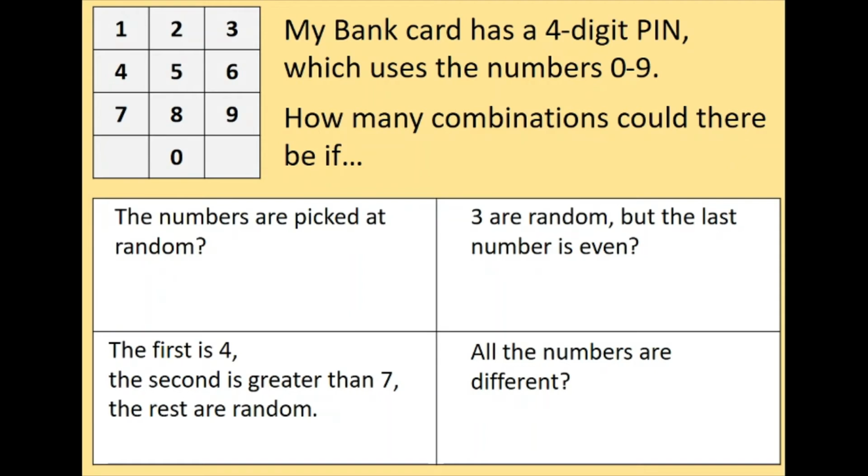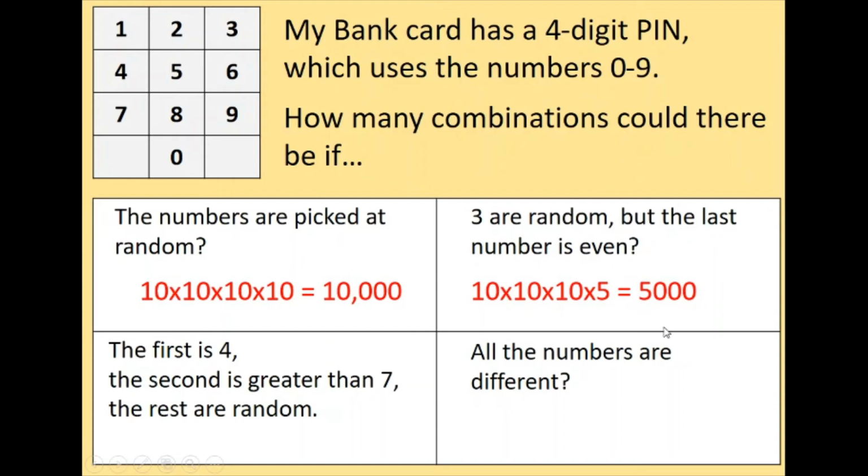So the answers for this, the first one is 10,000. The second one is 5,000 because the last number could only be 2, 4, 6, 8 or 0. So there's only 5 options for the last one. On this one, because the first number we know is a 4, there's only 1 option, and that's 4, so that's it. Numbers greater than 7 is 8 or 9, 2 options, and the others are 10s, 200. The final one is 5,040. We'll talk about why in a second.